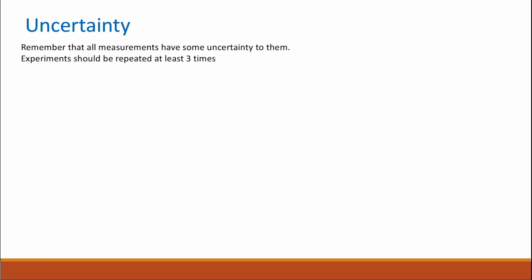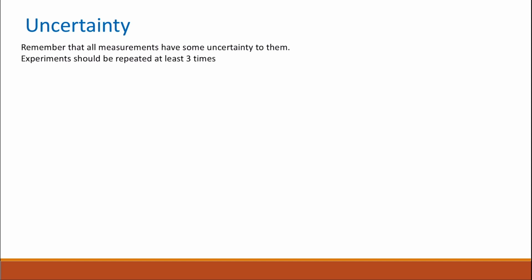Every time you repeat an experiment, you will get a slightly different value, and this is due to what we call the random error. That means there is some uncertainty, so you are not 100% certain that the value you are getting is the correct one. Experiments should always be repeated at least 3 times.